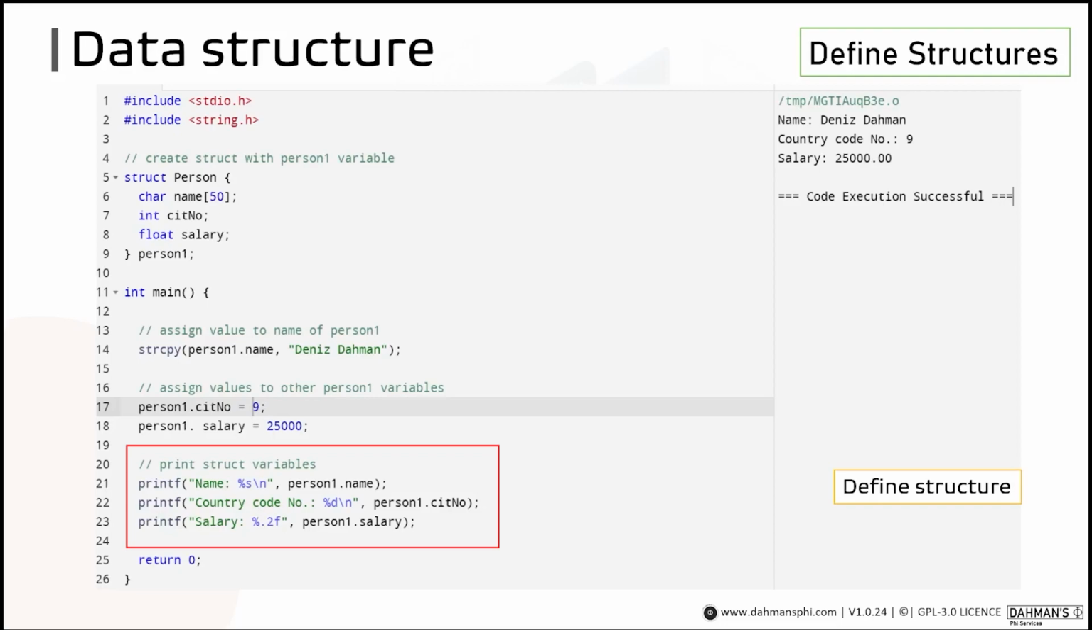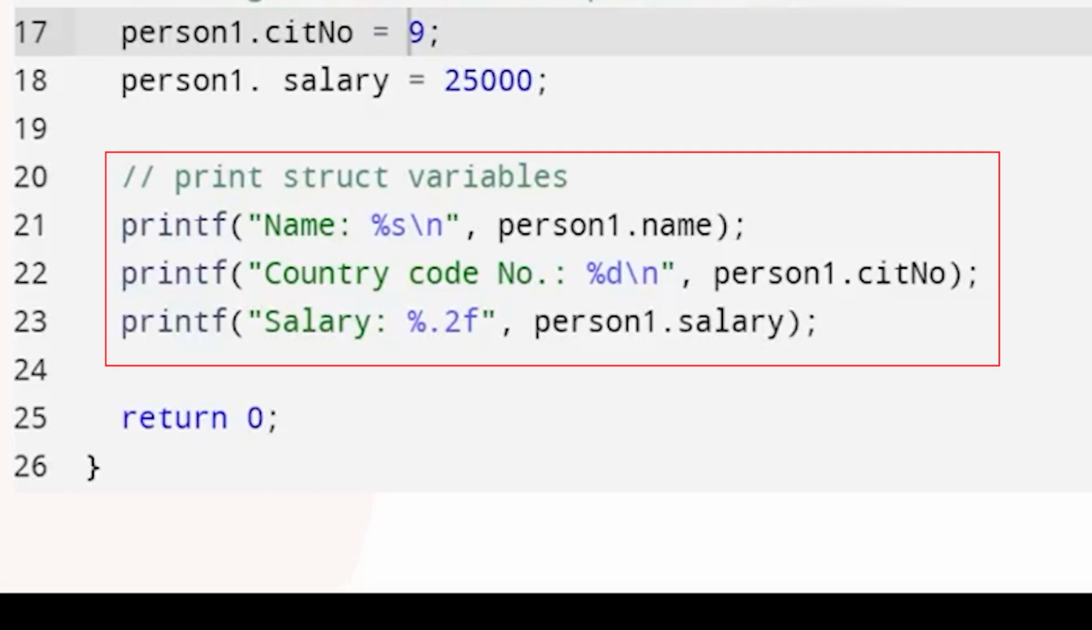In this case, we call printf for name with a string specifier. By calling the variable person1, then we identify which variable within that struct, in this case, the name. That's why we print name is Dennis Dahman. In the second printf line, the city number with an integer specifier. Again, we call variable person1, and which variable we are interested in printing, that's the city number. Same thing, go to the third variable, person1.salary, with specifier f, that is a float.